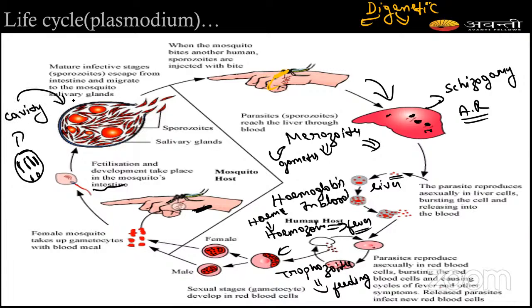Now this will release into the saliva of the mosquito. Okay. This is the saliva, and all of this is the sporozoids, right? The sporozoid reaches the saliva of the mosquito. Then again, it is going to infect another person. Then it is going to reach from the blood to the liver. Then it is going to multiply. Okay. So this is about the life cycle of the plasmodium.